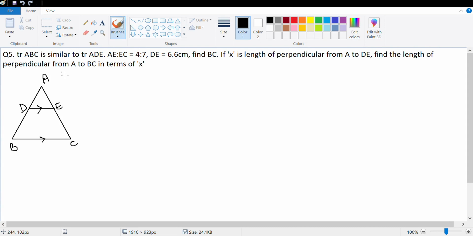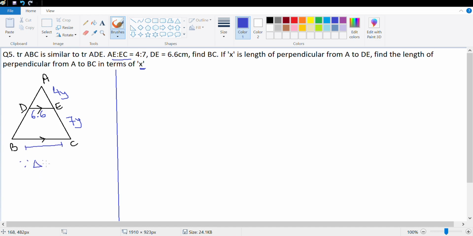It says triangle ABC is similar to triangle ADE, so that is already given. The ratio of AE and EC is given. So AE is 4y and EC is 7y. I'm not taking x because x as a variable is given separately. DE is given equal to 6.6, and we need to find the length of BC.